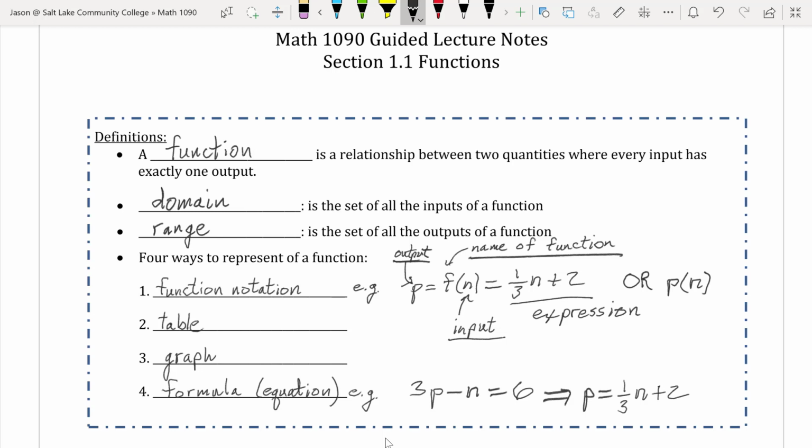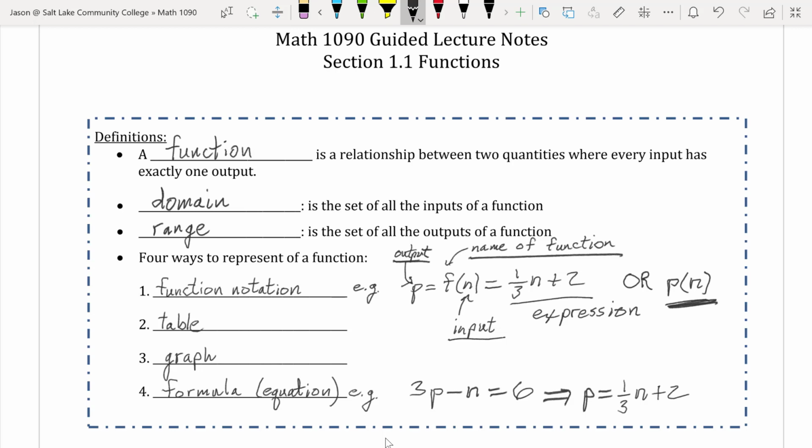Now you should also be aware that it's common to abuse this notation slightly, and instead of writing P is equal to f of n, sometimes we don't want to bother with giving a name to a function, and so we'll just write P of n. And what that means is we're just saying P is dependent on n. You need to have a value for n in order to get a value for p, but we're just not giving the function a name because we don't want to bother with that. So you'll occasionally see this notation P of n as well.